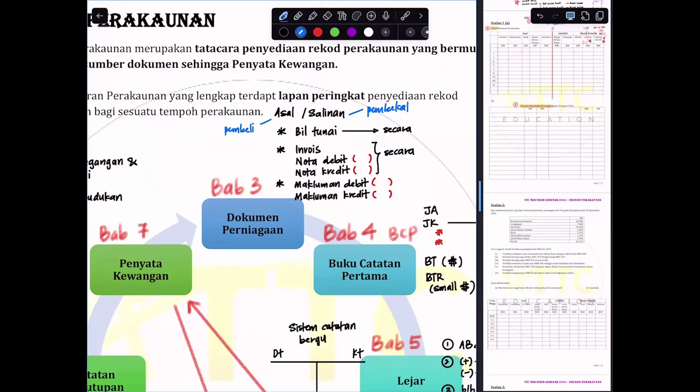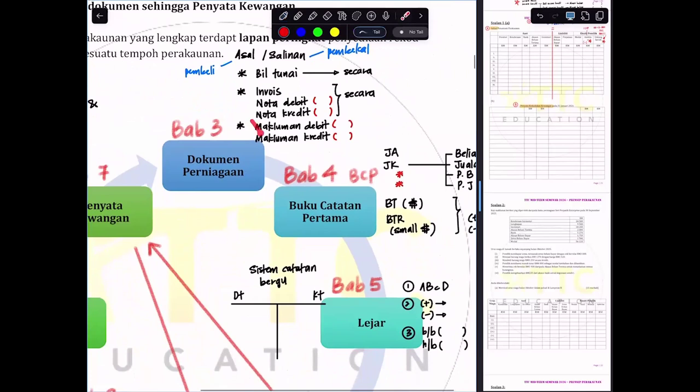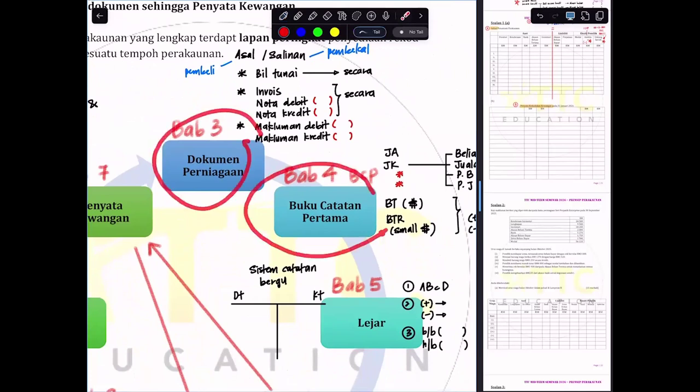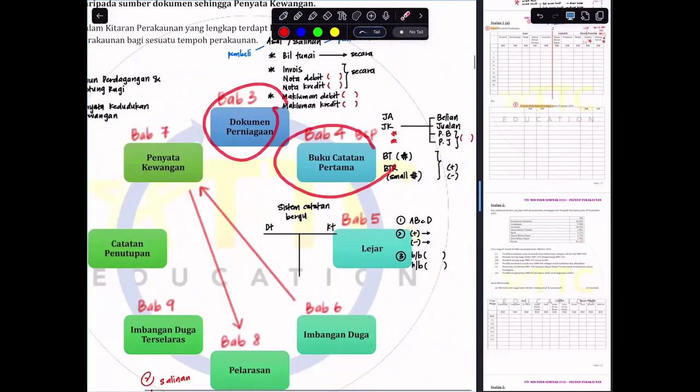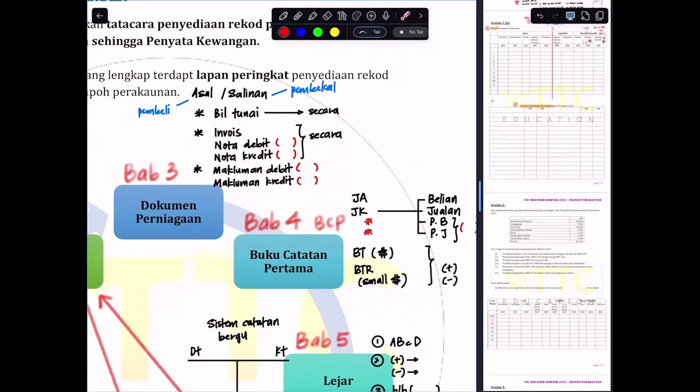So this is the most basic fundamental item that you need to know first to secure your answer. Because if you get anything wrong from the document here, recorded wrongly into the BCP, you will get it wrong in the ledger and imbangan also. That means one mistake can lead to a few marks lost already. So be careful. Okay, that's the very first concept that you need to understand.